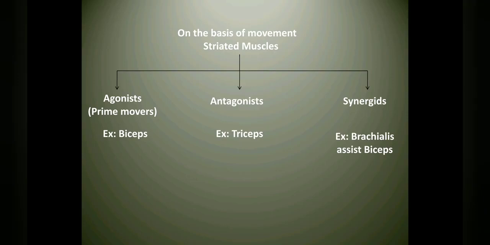For example, biceps. Then talking about antagonists, they bring action opposite to that of prime movers. Example, triceps. Okay. Then synergists, what synergists do actually, they assist prime movers, that is they assist agonist. For example, brachialis, which assists biceps.